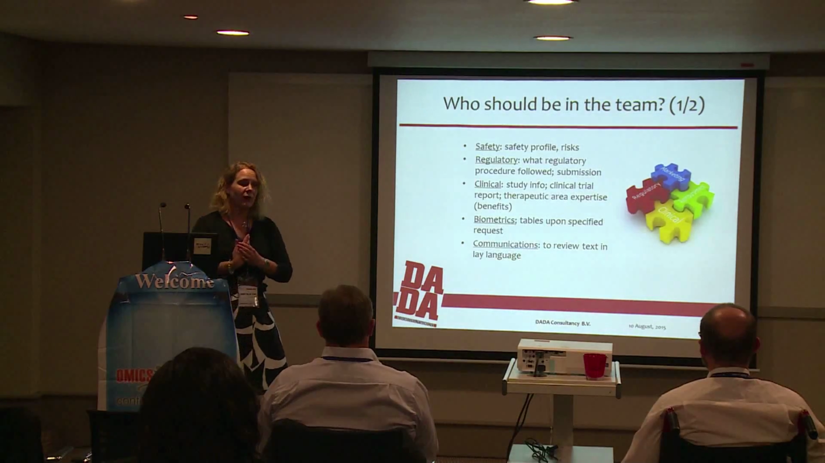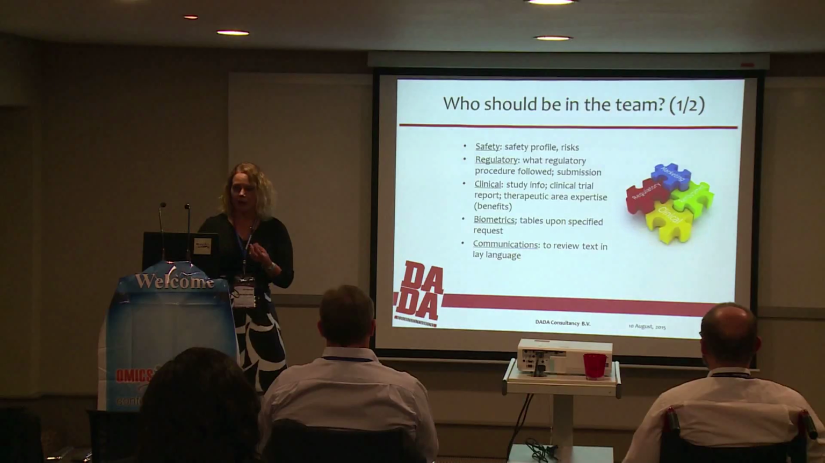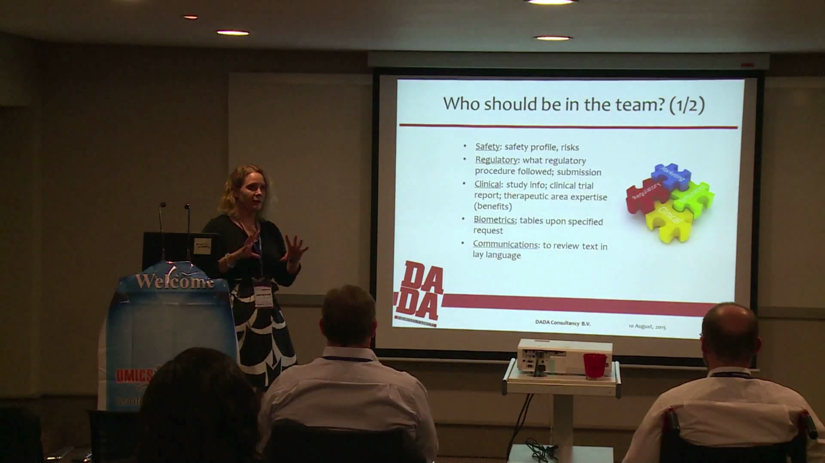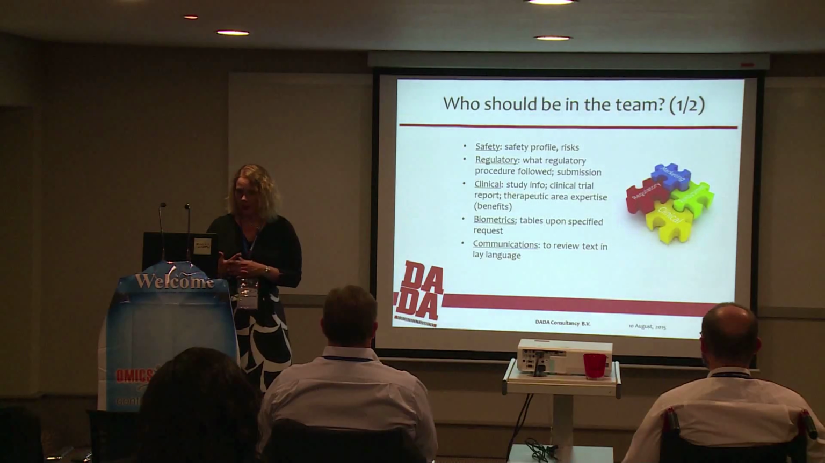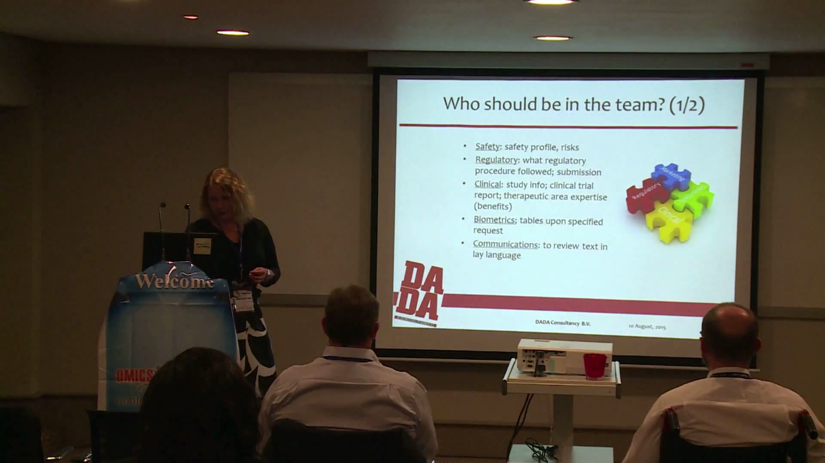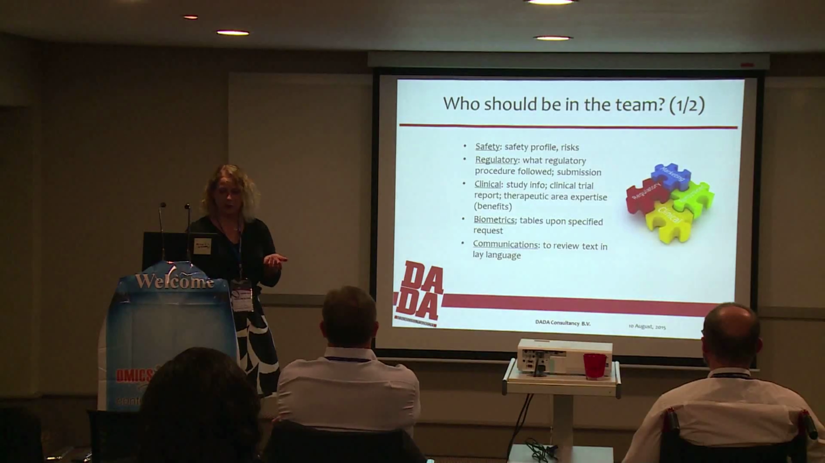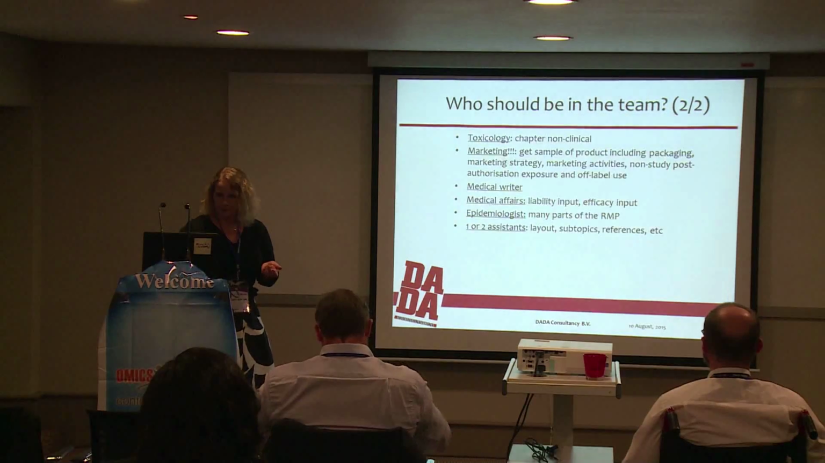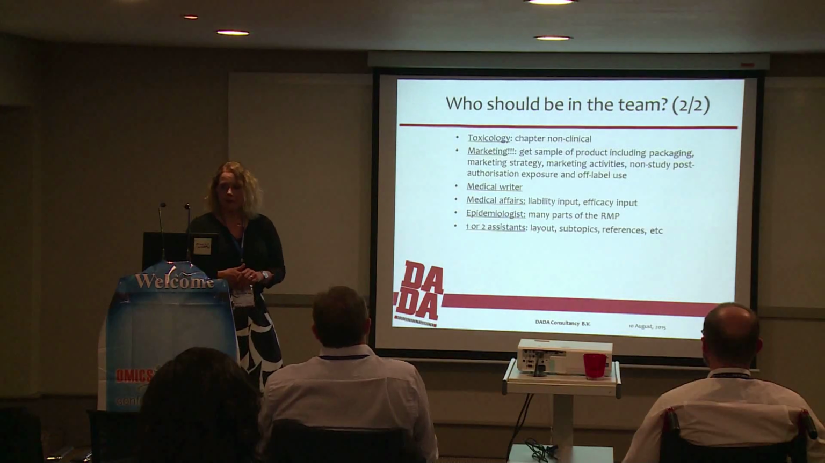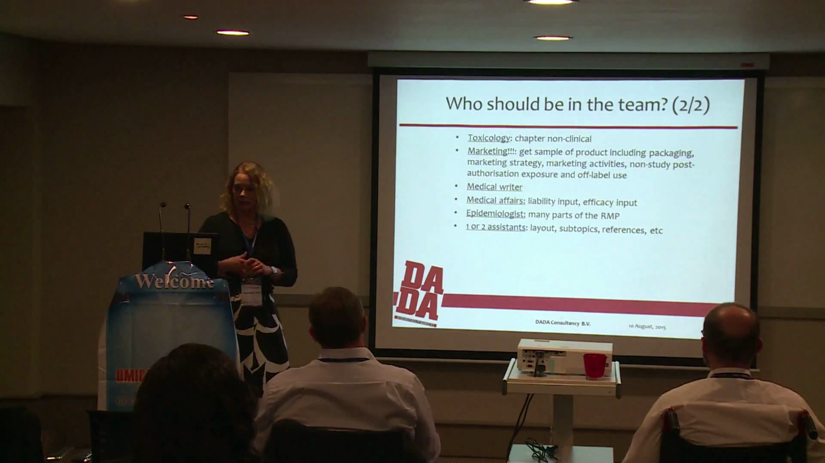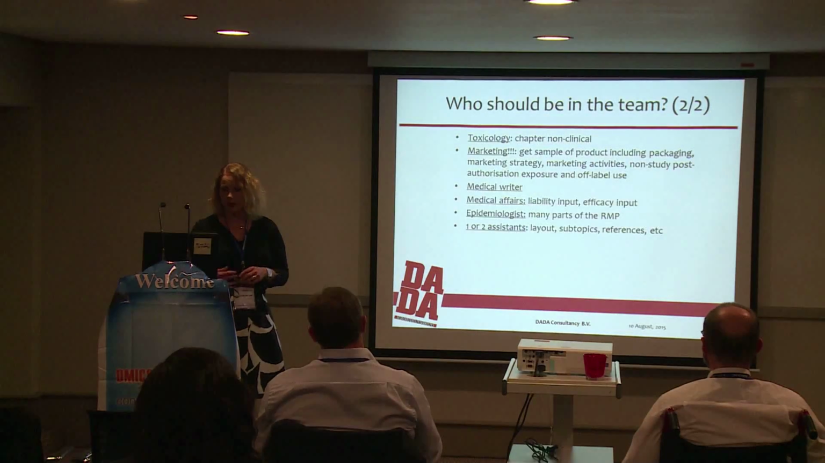You would need a clinical trial report, and you would need therapeutic area expertise to feed into the benefit section in the RMP. Biometrics can be an extension of the clinical team. Communications, if you have a department like that, and otherwise you can find some CRO or some other company that can help you with proofreading lay language. Toxicology would write a chapter on non-clinical information or in vitro info. And marketing is quite important if you have that in your team.